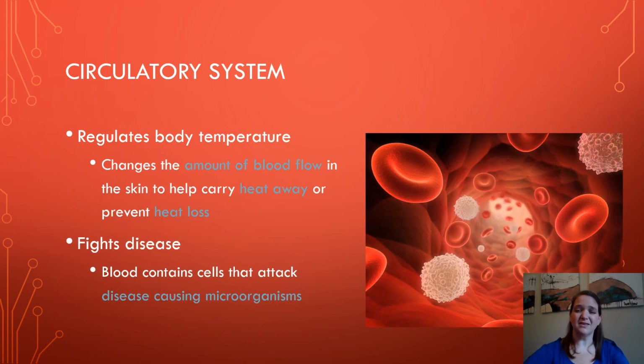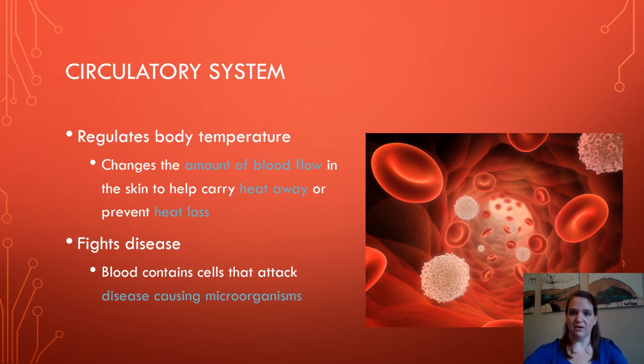The circulatory system does even more to help us maintain homeostasis, and that is to regulate our body temperature. It changes the amount of blood flow in the skin to help carry heat away or to prevent heat loss. That is really important as warm-blooded mammals. We need to make sure that our body temperature is regulated.